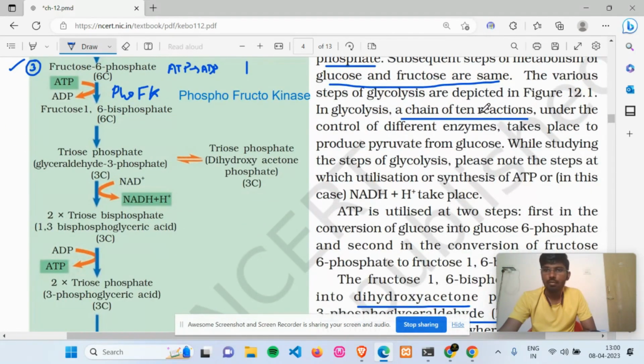So it is a chain of 10 reactions. Totally there are 10 reactions in this pathway. There are different enzymes that are taking place to produce the pyruvate from the glucose.